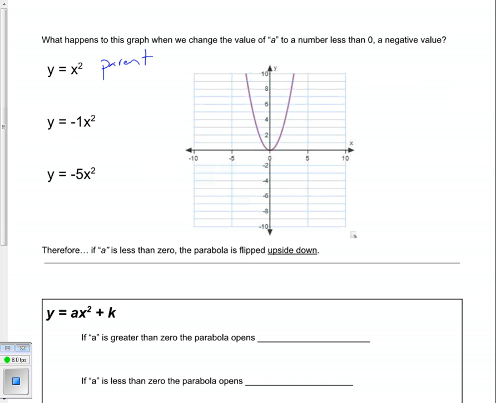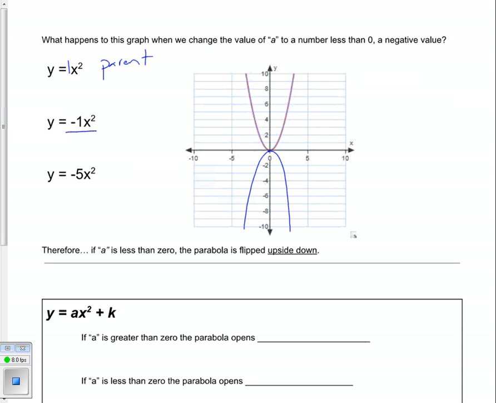However, if we have y is equal to negative 1x squared, okay, again, this is positive 1x squared up there, but if we have a negative 1x squared, then what we end up seeing is that the parabola is in fact flipped upside down. Okay? It hasn't changed shape at all, it's just changed direction. Okay, and so when the a value is a positive number, the parabola opens up. If the a value is a negative number, the parabola opens down.